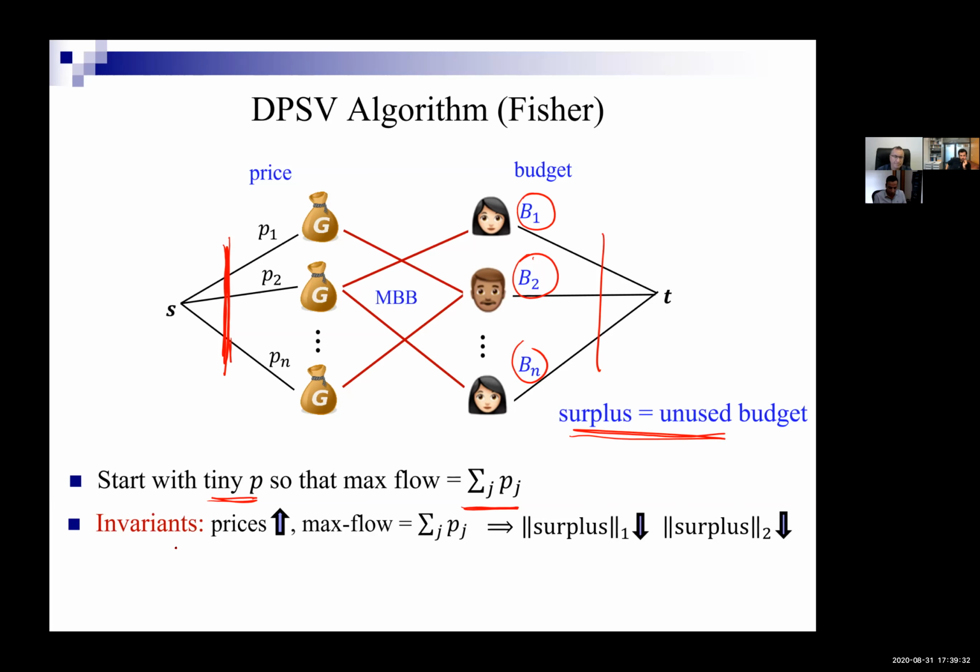So these invariants imply that the L1 norm of the surplus, that means the total surplus, monotonically decreases, and also the L2 norm of the surplus monotonically decreases, and the progress is measured in terms of the L2 norm. They show that the L2 norm decreases geometrically, and this gives them the weakly polynomial algorithm.